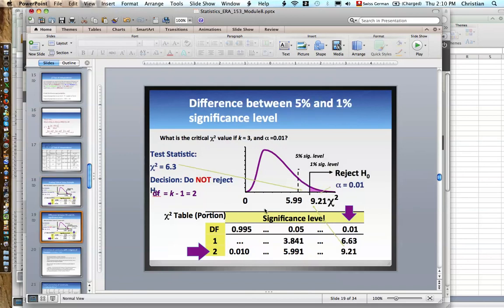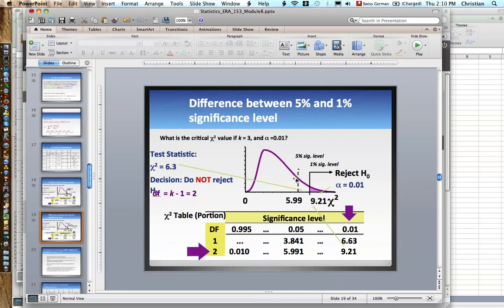If we did the same thing for the 1% level, right here would be the 5% level, but if we want to check the 1% level, 9.21 is our critical value here. So our chi-square has to be bigger than 9.21 to be significant. Since it's smaller than 9.21, we would not reject the null.